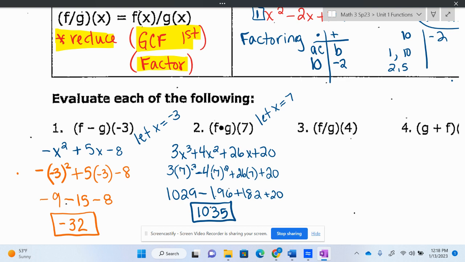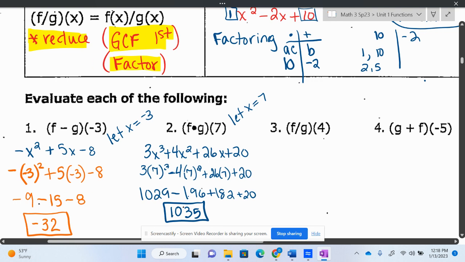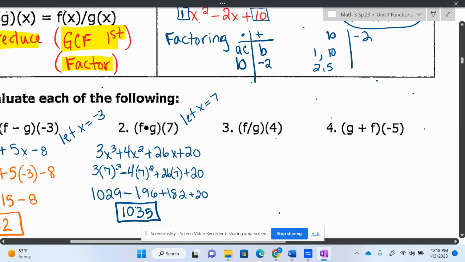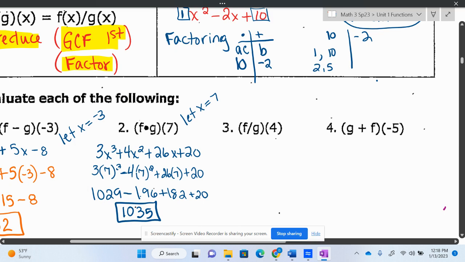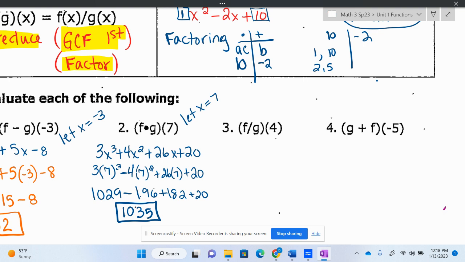All right. Number 3 says f divided by g. What did we get when we took the f function and divided it by the g function? What did we end up with? Anyone? When we took f and divided it by g, what was our final result? What did we end up with? So we just have to take that and let x equal 4. And hopefully we can simplify.